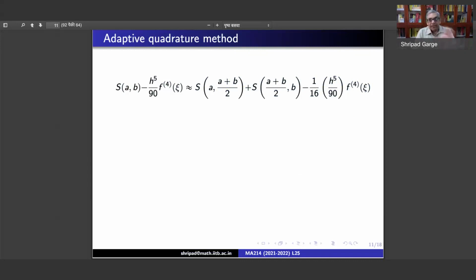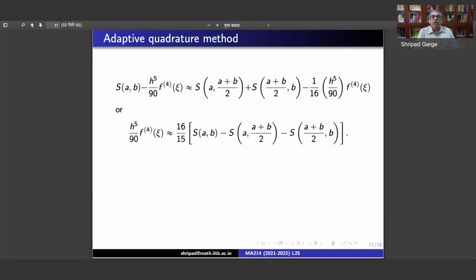So we can rewrite this equation to get the value of h power 5 upon 90, the fourth derivative of xi, which is now in terms of 16 by 15 times S_AB minus S of A comma A plus H minus S of A plus H comma B. Okay, so we have got some approximate value for the error in terms of only the S values.